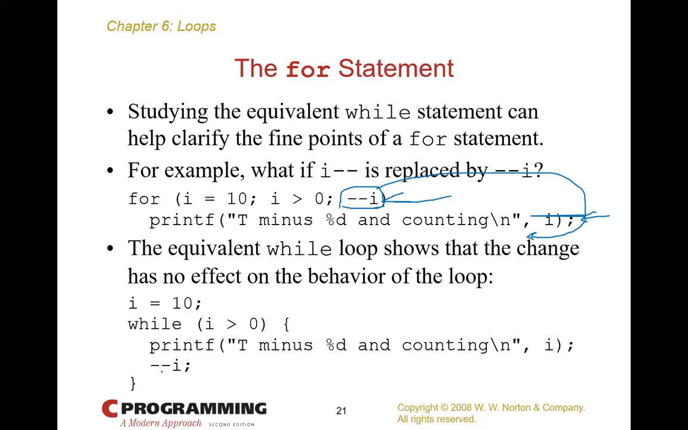Minus minus i is coming after we print the value of i. So it means the value of i at every time will always remain the value with which we enter into the for loop. This is the important thing, just as it is the way we enter into the while loop. So even if we have minus minus i, it will still print 10, not 9.